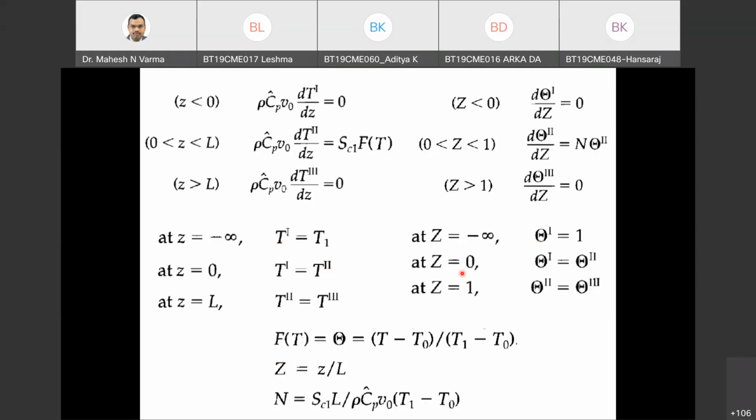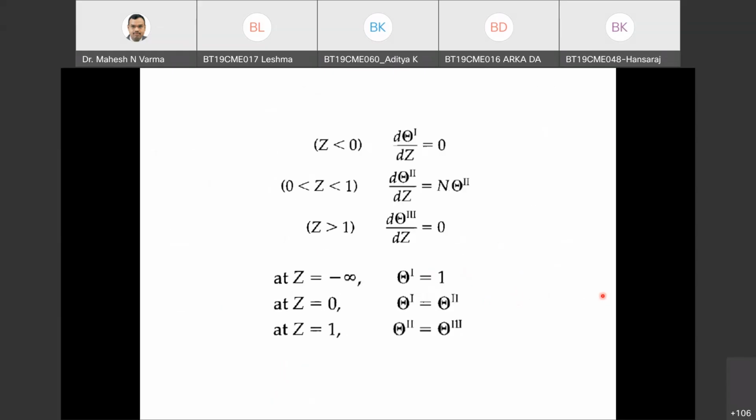At z equals 0, theta 1 equals theta 2. At z equals 1, theta 2 equals theta 3. Now solving this equation is very easy. Integrate this equation first. Use this boundary condition, then whatever you got, use this boundary condition to get this value here, and use this boundary condition to get this value.